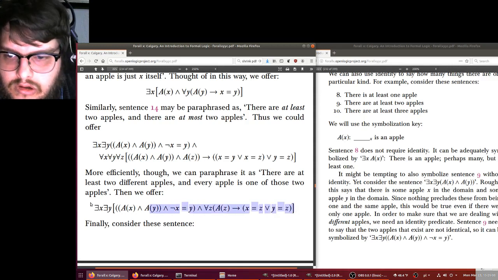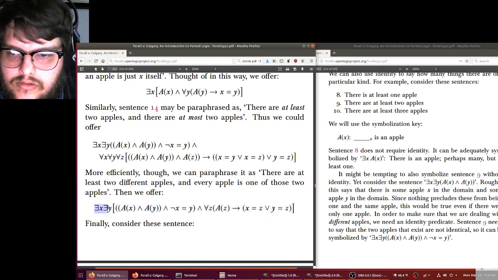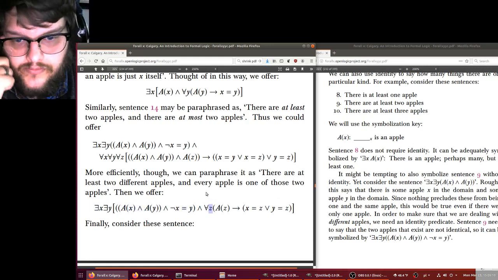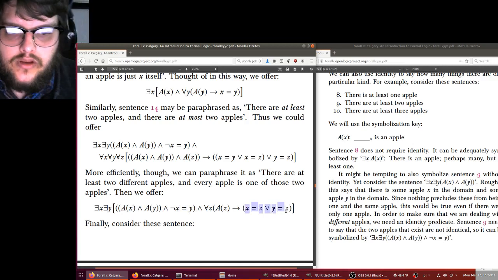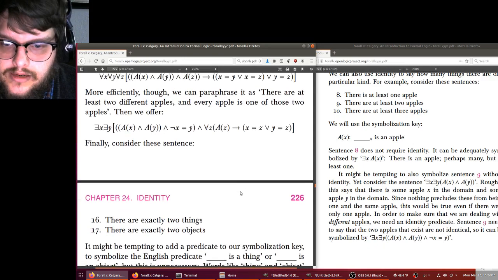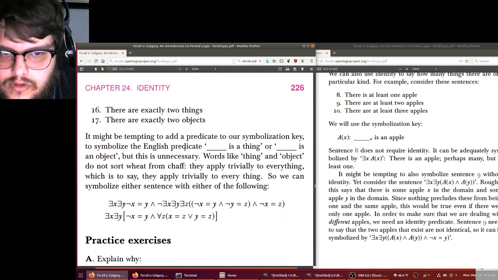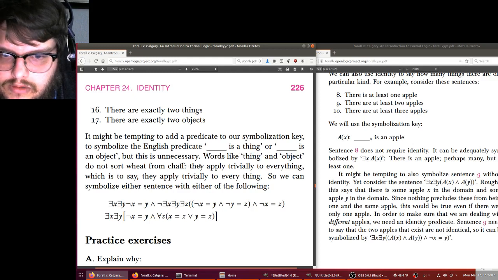I mean, look how long this thing is, but it sort of makes sense, okay? Because you're saying x and y are there. If they're both apples and not equal, and then you pick a third thing, then that third thing had to have been one of the other two. That's what it would mean to have exactly two apples in your domain. So they just kind of finish up in this section, and talk about the words like thing and object and this kind of thing.